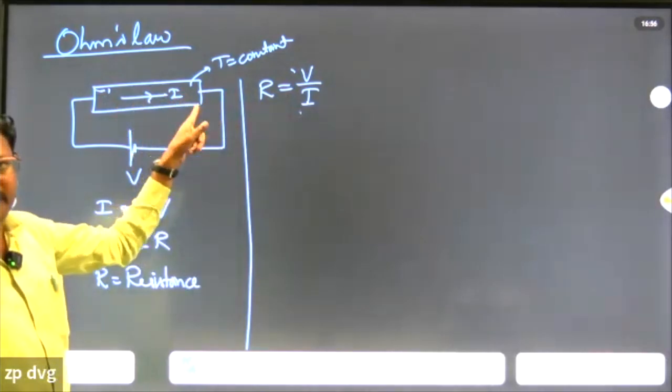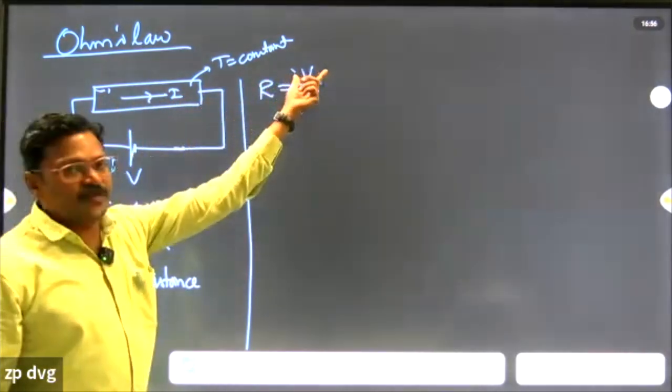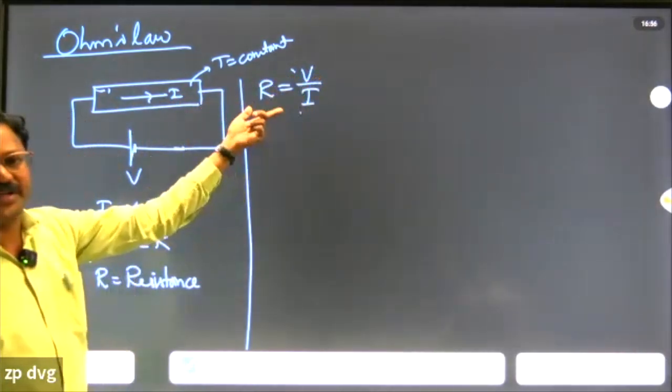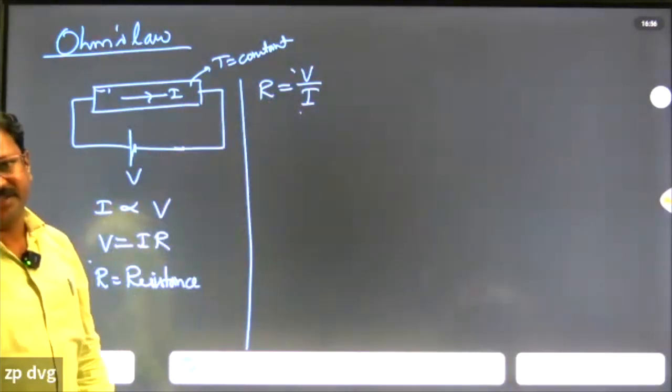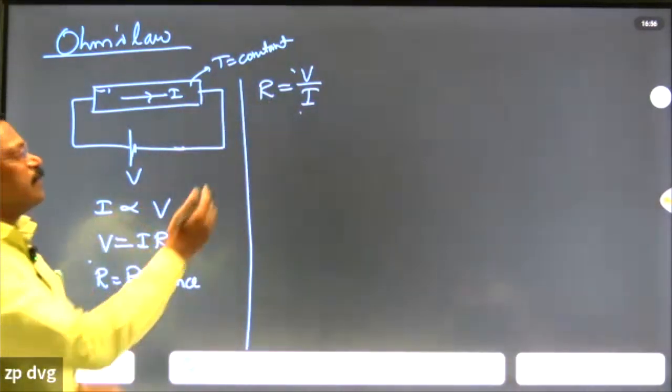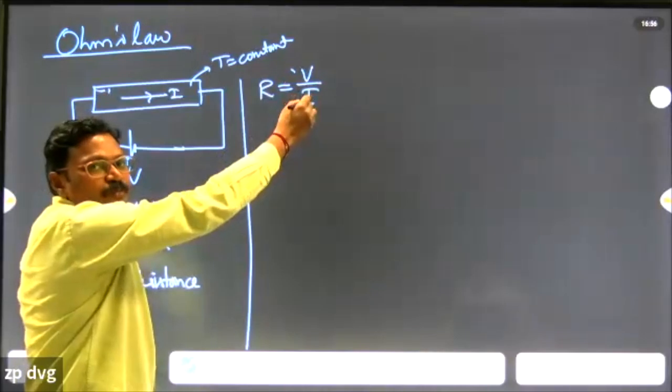To flow 1 ampere of current, whatever potential difference we have to apply, that potential difference is numerically equal to the resistance of the conductor. When we take different materials, different voltage is needed to have 1 ampere current.